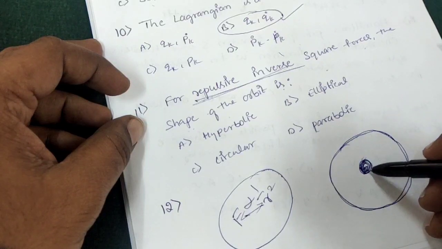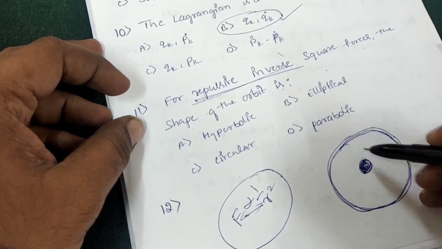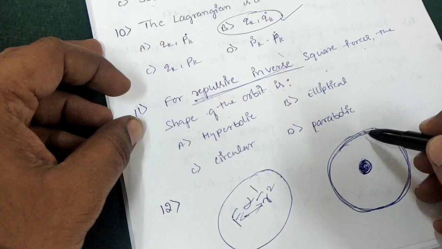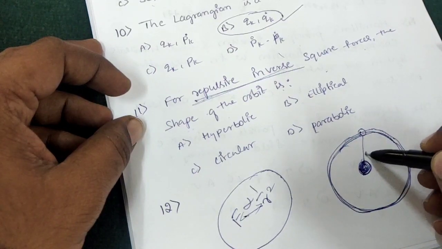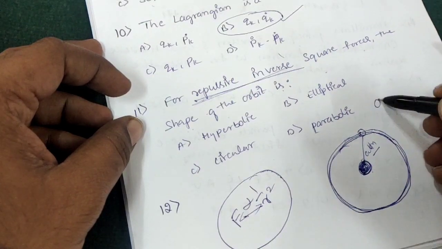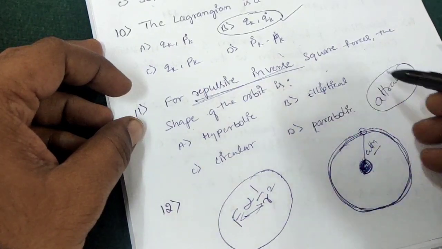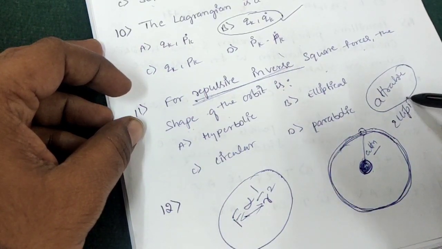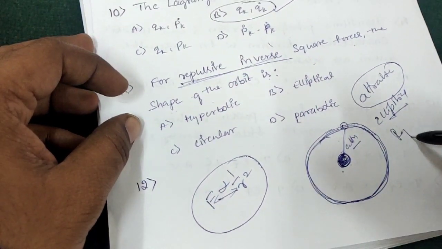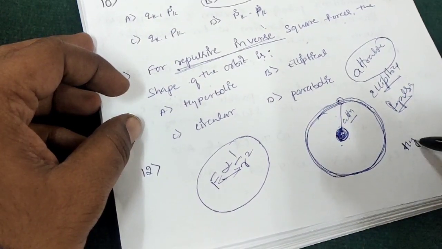We know that if there is a sun at the center, the planets revolve around the sun in an elliptical orbit. The force between the planets and the sun is attractive, right? So if the force between the two bodies is attractive, then the orbit is elliptical. If the force between the two bodies is repulsive, then it is hyperbolic.